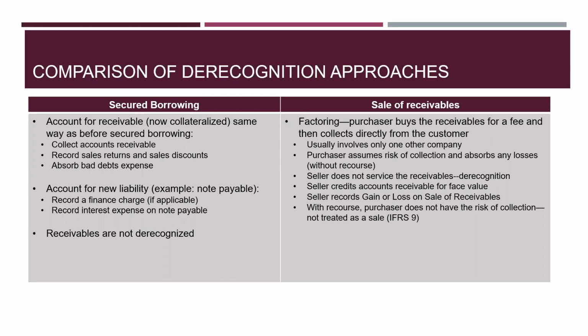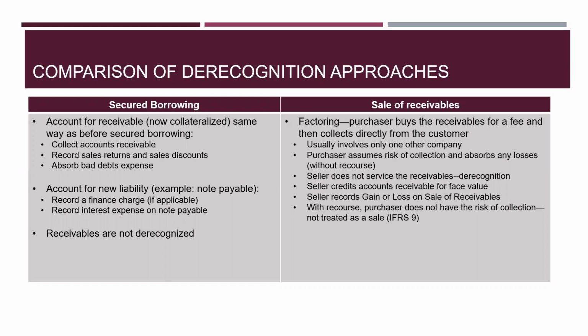Now, with factoring, the purchaser is buying the receivable for a fee, and then they will collect directly from the customer. Usually, this only involves one other company. The purchaser is taking all of the risk as well as the rewards, if the company is selling without recourse. So the seller in this case is not going to service the receivable, and they are going to derecognize it. What we have to keep in mind is that only the buyer or the seller can have that receivable on their books. Both parties cannot.